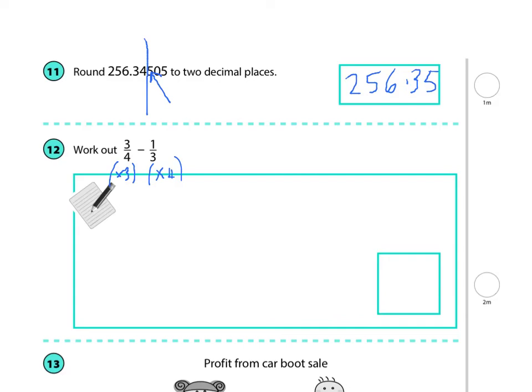So tripling both parts of the 3/4, 3 3s gives me 9 and 3 4s gives me 12. So that's what 3/4 becomes. Now multiplying the third by 4, the top 4 times 1 becomes 4, and the bottom 4 times 3 becomes 12. And then when we work the answer out, remember, do not add or subtract the denominator, only the numerator. So 9 minus 4 is 5/12, and that is the answer.